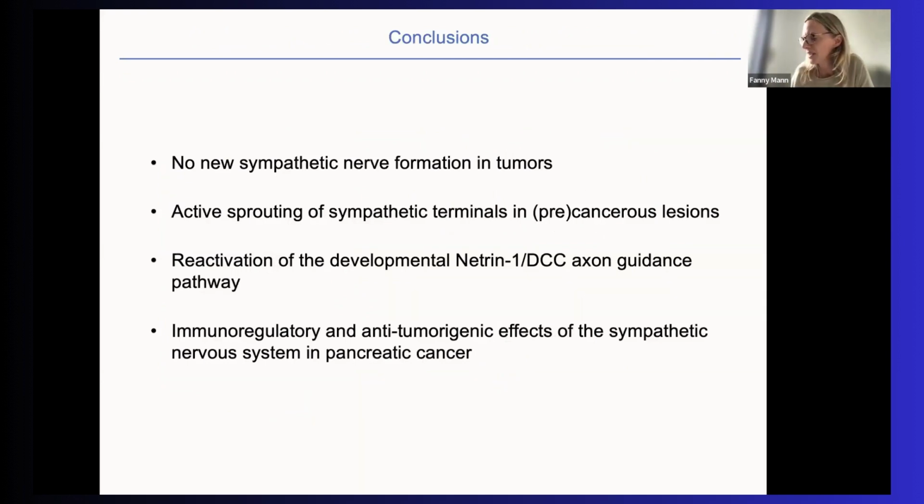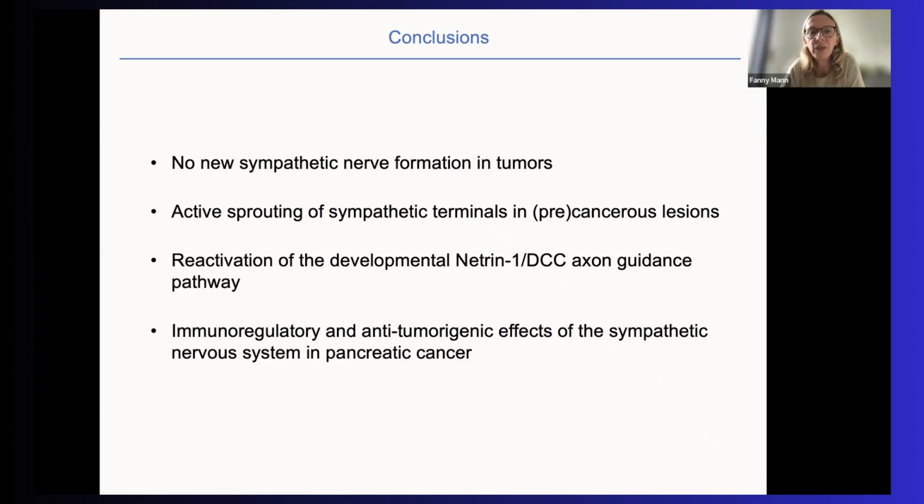So in conclusion of this presentation, I've shown you that the observation of nerves or nerve fibers in the microenvironment of a tumor does not necessarily mean that these are new nerves. It can be pre-existing nerve bundles that have been engulfed into the tumor. What is more important than looking at the nerve is to look at their terminals, which is a region where they secrete neurotransmitters and neuropeptides.